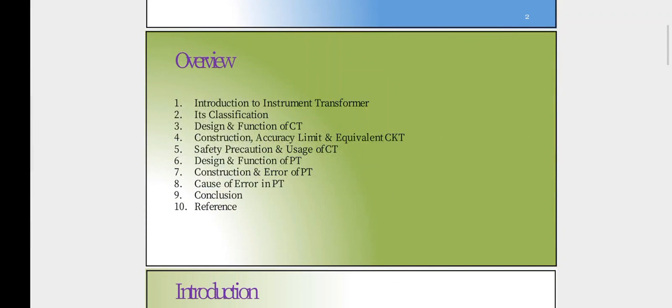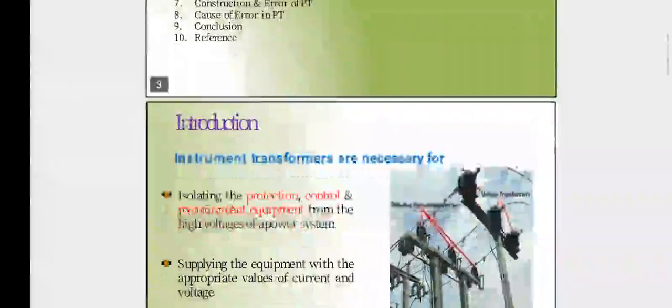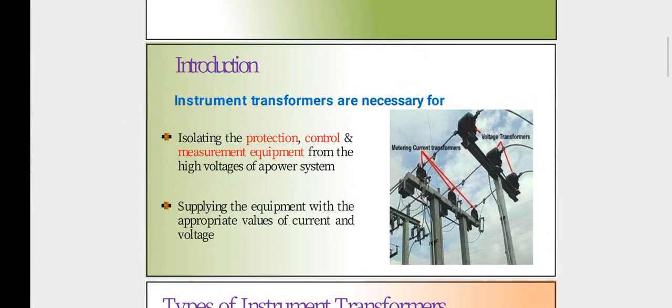So, instrument transformer, this is the overview of our presentation. What is the classification of instrument transformer? The instrument transformers are necessary for isolating the protection and control measurement equipment from the high voltage of the power system. It supplies the equipment with the appropriate value of current and voltage. That is a major function. It is going to protect as well as supply the appropriate and required voltage and current of the corresponding electrical power system. That is a major function of the instrument transformer.